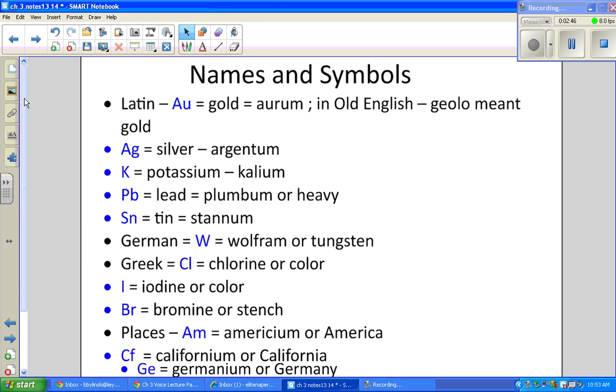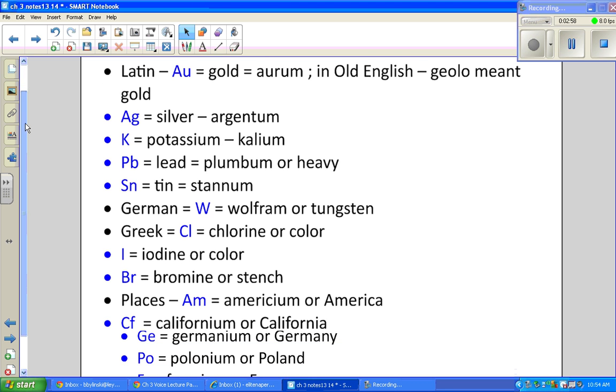Okay, now just a little note on symbols here. How come some of the symbols don't match the names on the periodic table? Well, it's because the periodic table is not written in English. A lot of these are referencing other languages. So let's go down the list. Au is referencing Latin, so the Latin word for gold is aurum. Personally, I think the Old English is closer with geolo, which means gold, but they stuck with Latin.